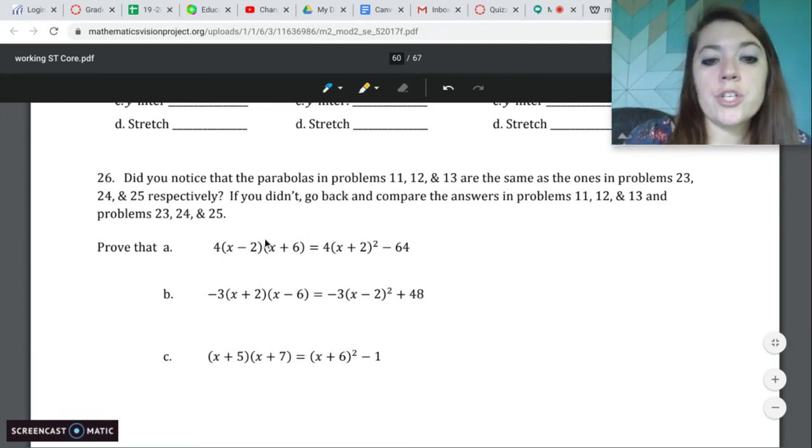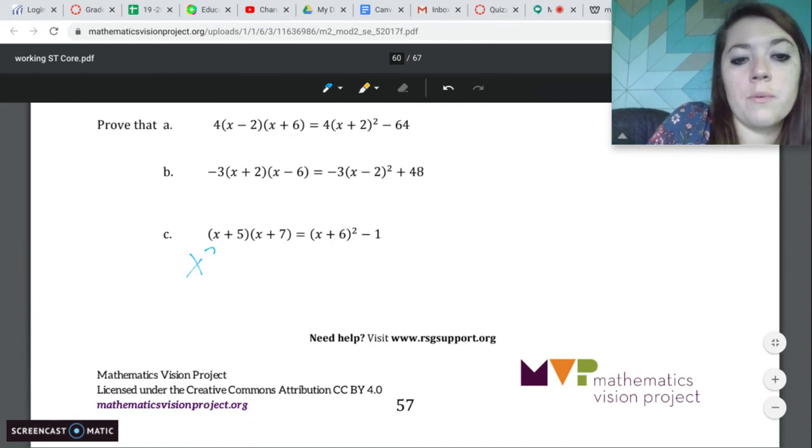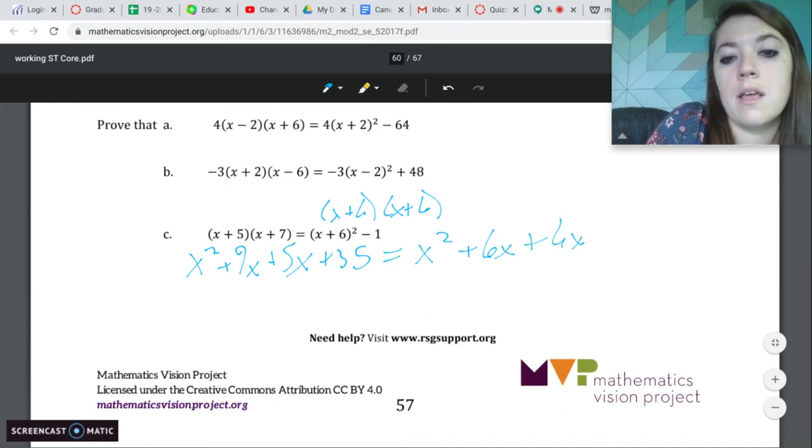For 26, what you're going to do is show that these two sides of the equation are the exact same thing. So we're going to do C together. x times x will give us x squared. X times 7 will give us 7x. 5 times x will give us 5x. And 5 times 7 will give us 35. Equals. Now, (x plus 6) squared is the same thing as (x plus 6) times (x plus 6). So x times x is x squared. X times 6 is plus 6x. 6 times x is plus 6x. And then 6 times 6 is 36, minus 1.